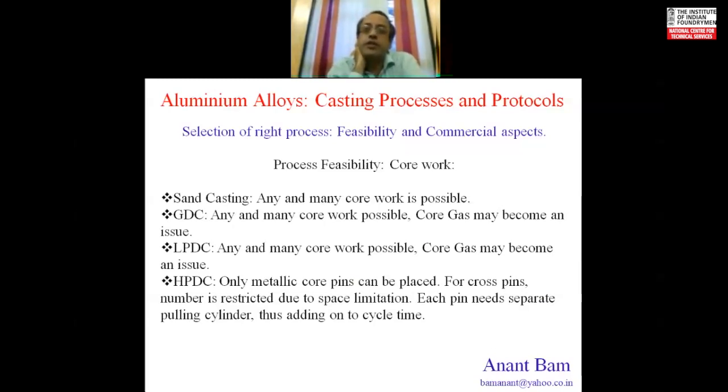Similarly, you can place many cores at many locations, but since the mold is metallic, it is not permeable. Hence, core gas may become an issue. We have to take care of venting very specifically. So is the case with low pressure die casting. Cores can be placed at multiple locations, but again, due to metallic mold, core gas becomes an issue. You have to assess it carefully.